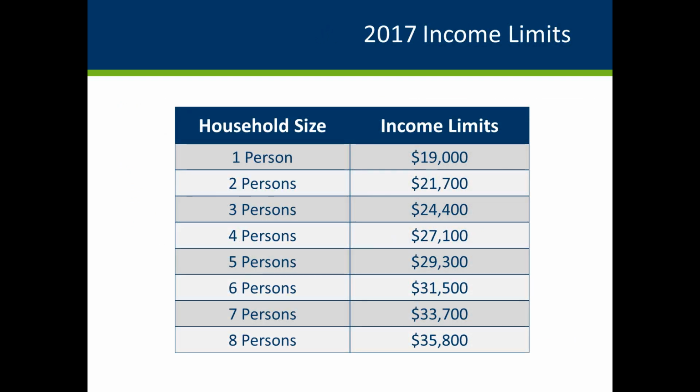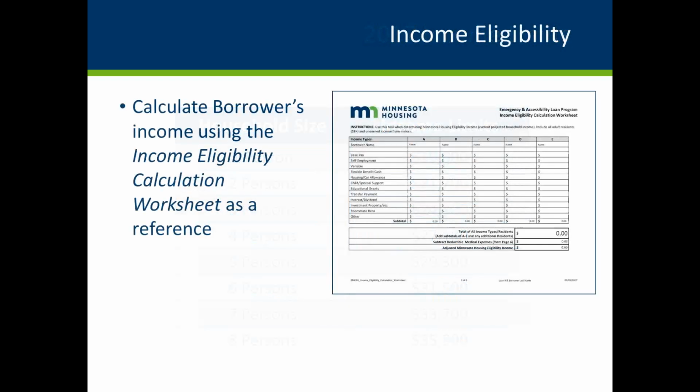Borrowers must have gross annual projected incomes at or below 30% of the area median income for the Twin Cities metropolitan area. Refer to Minnesota Housing's website for the most accurate and up-to-date income limit information.